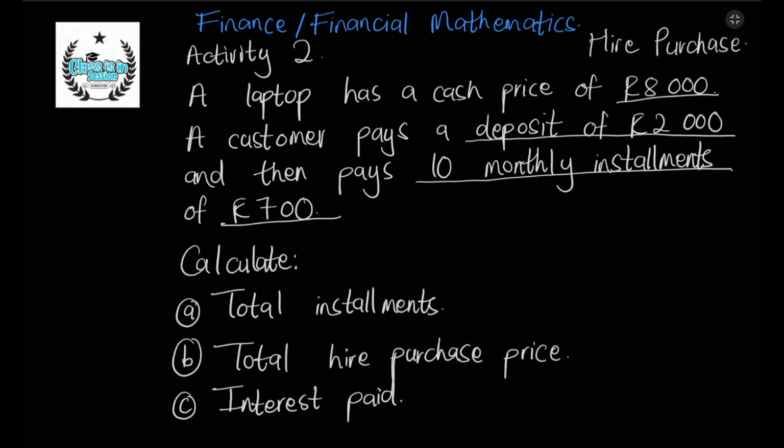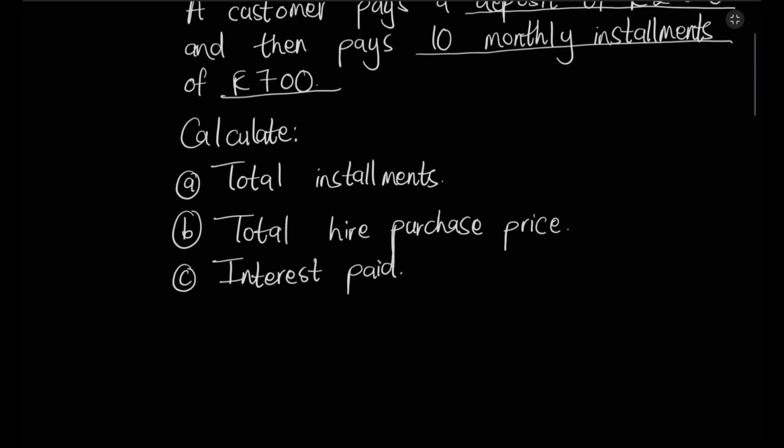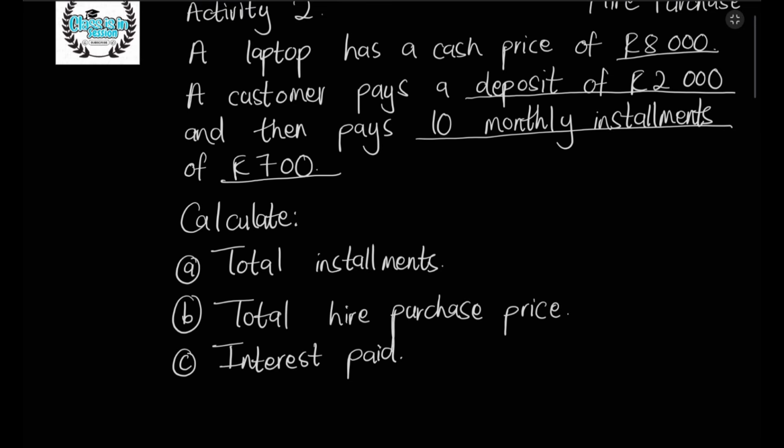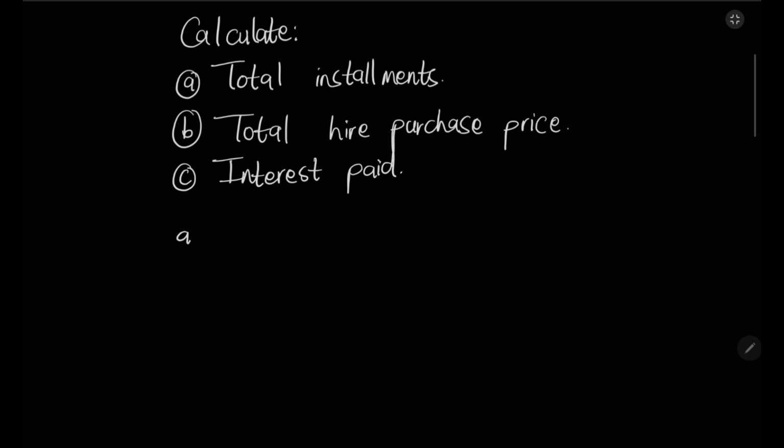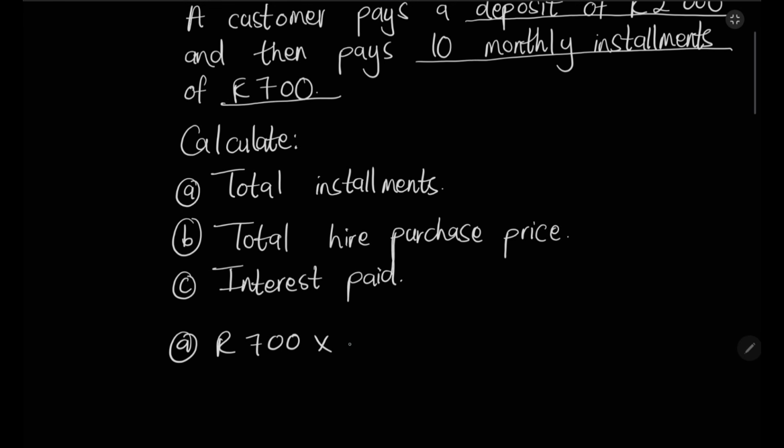Let's start with A. Total installments. How do we do this again? We have to take 700 Rand. How many times do we pay? 10 monthly installments. So it's 700 times 10, which is 7,000 Rand. So you get a mark there.